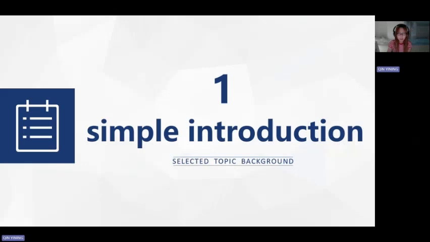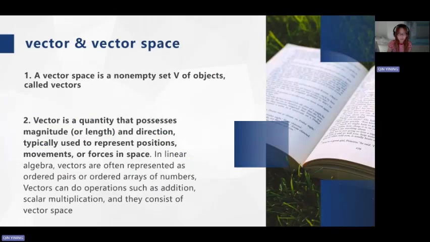Member Qi. Now let's introduce the first part, simple introduction. Vector and vector space. A vector space is a non-empty set V of objects called vectors. Vector is a quantity that possesses magnitude or length and direction, typically used to represent positions, movements, or forces in space. In linear algebra, vectors are often represented as ordered pairs or ordered arrays of numbers. Vectors can do operations such as addition, scalar multiplication, and they consist of vector space.